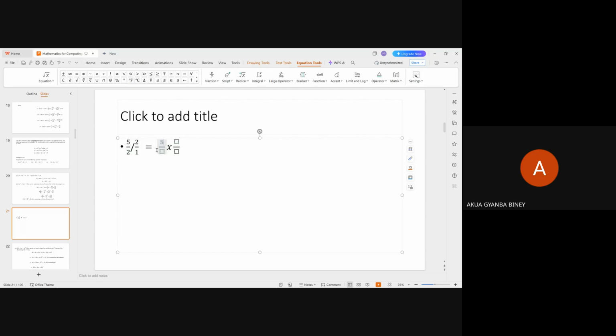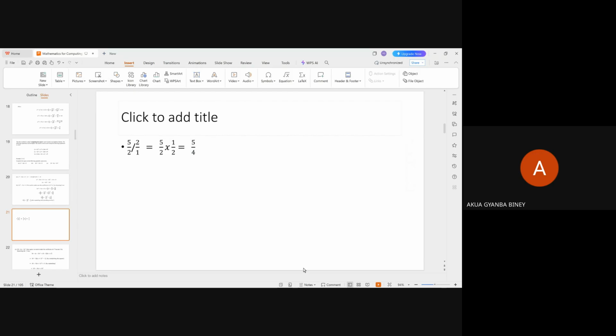So you have the 5/2, and now because it changed, the division changed to multiplication. This is what you get, and then finally you get the 5/4. Please, I hope it's clear.